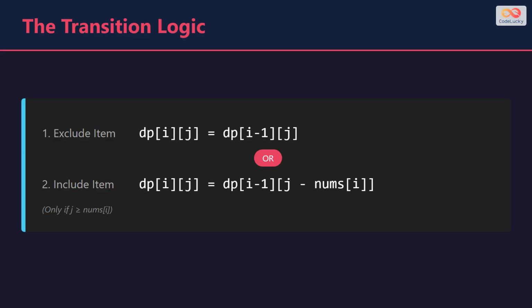To fill this table, we use the logic derived from our recursion. For any cell, the value is true if either of two conditions is met. First, if we could already achieve the sum without the current item, we copy the value from the row above. Second, if we decide to include the current item, we look back in the previous row at the column equal to the current target minus the item's value.